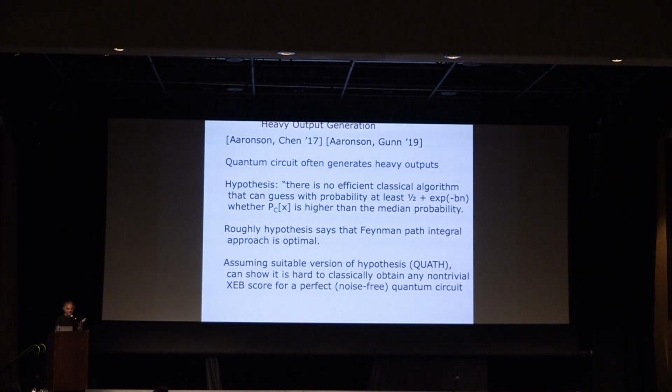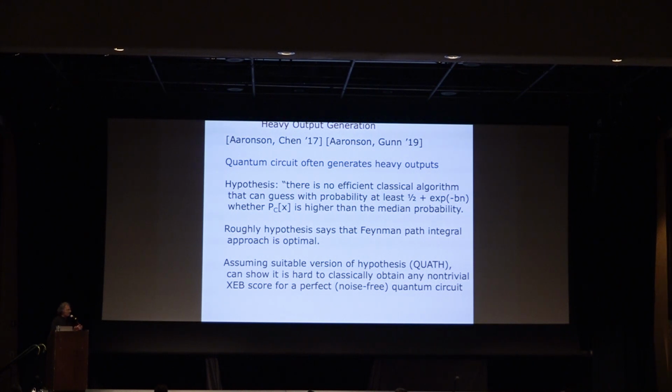probability larger than median. And so their hypothesis was that it's very hard to guess whether a given output is heavy or light. Right? So if I give you a random n-bit string, what they're saying is that there's no efficient classical algorithm where you can guess with probability even half plus something exponentially small, that you can get even an exponentially small advantage in n in guessing whether this probability is higher or lower than median. And intuitively, roughly, they were saying the best algorithm we can think of for this problem is the Feynman path integral approach, and that doesn't do any better.